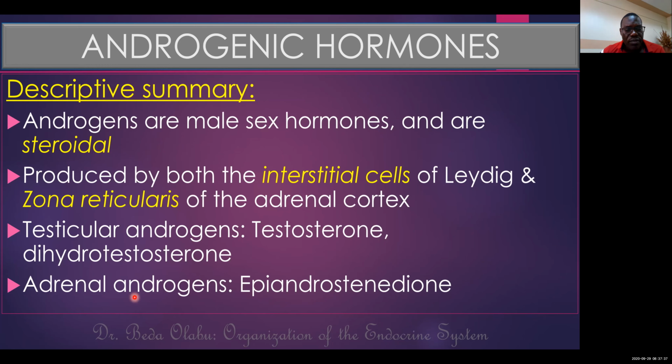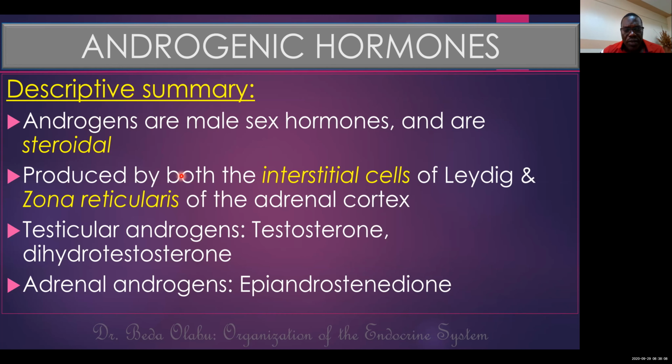The key adrenal androgen is this one, epiandrostenedione. That's a key adrenal androgen. You can add dihydro to this one, then get the other one. So it will be dihydroepiandrostenedione.